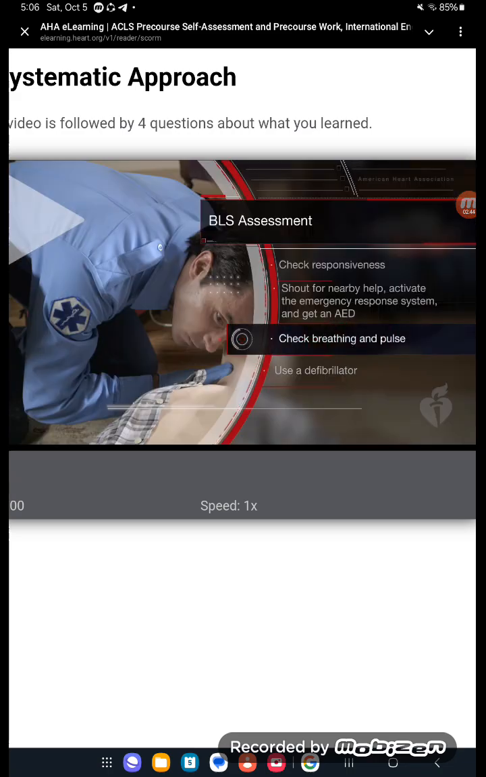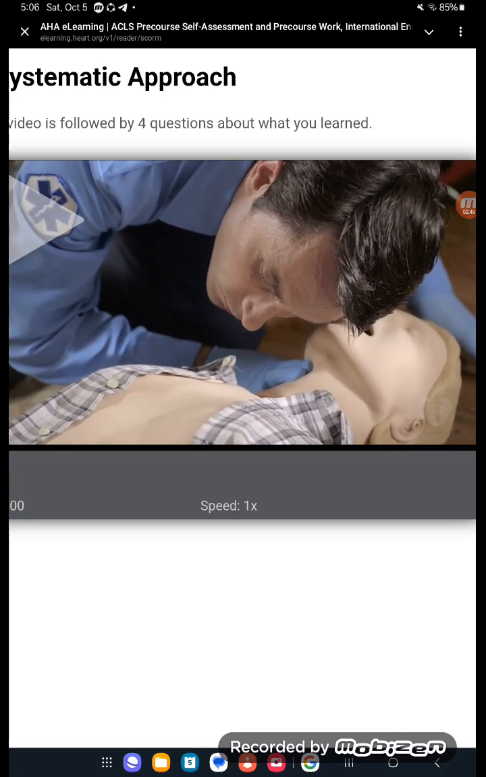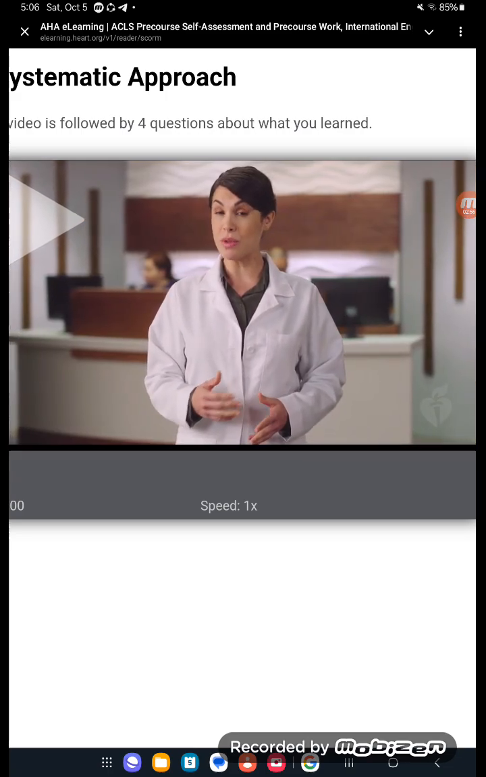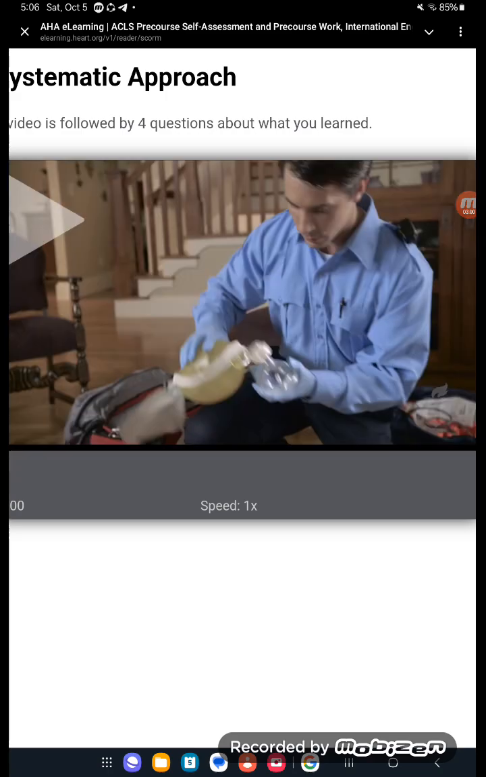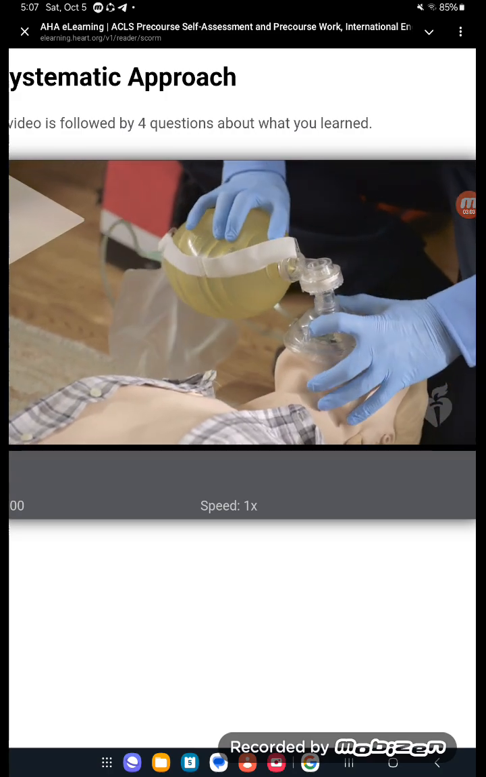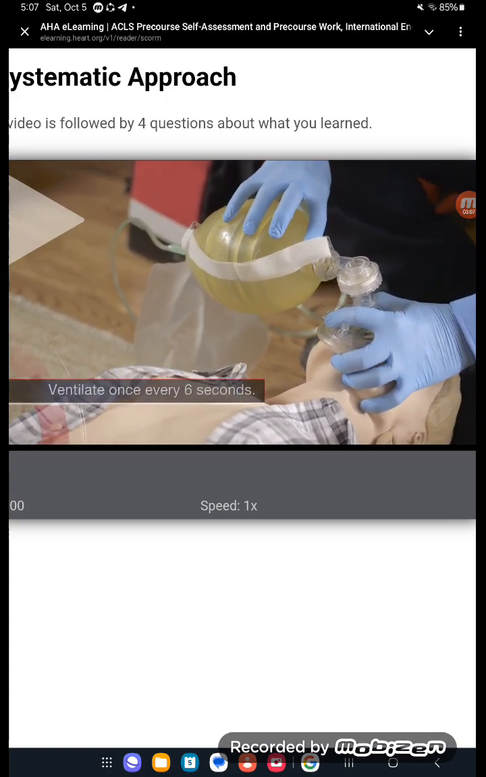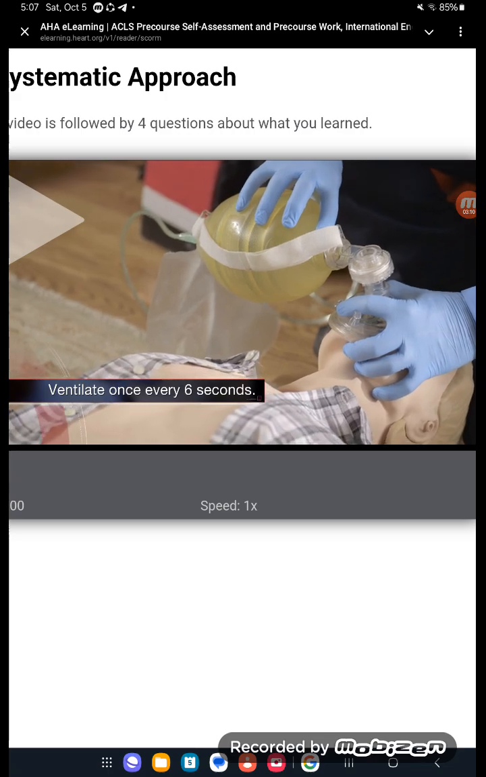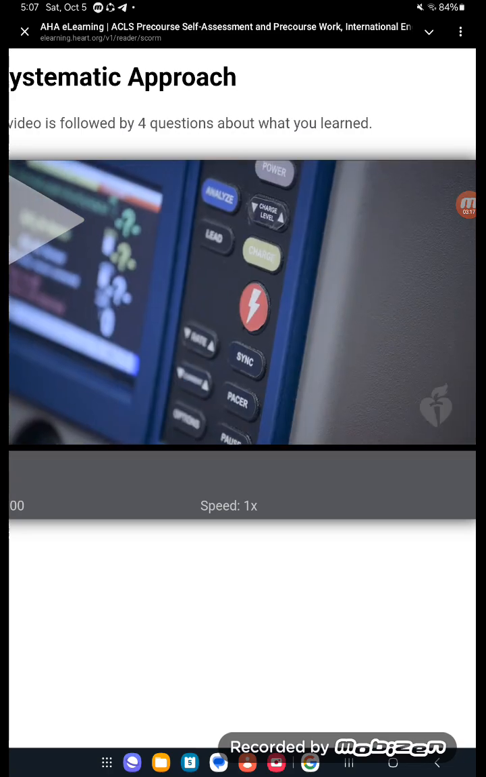Next, check breathing. Scan the chest to detect if breathing is absent or abnormal. Check for pulse. Ideally, you should check breathing and pulse simultaneously. If you can't feel a pulse within 10 seconds, start high-quality CPR, beginning with compressions. If you determine the patient is not breathing normally but definitely has a pulse, bypass chest compressions and support the patient by ventilating once every 6 seconds. As soon as possible, attach an AED or defibrillator and, if indicated, deliver a shock.